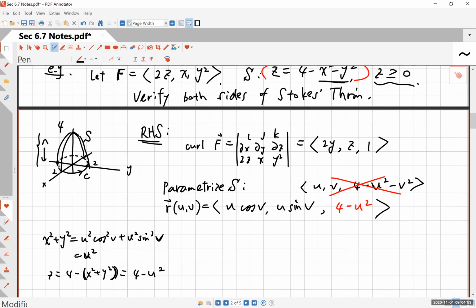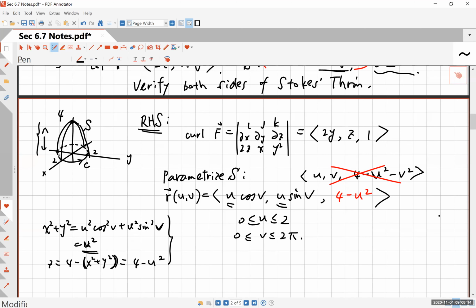All right, then we have this parameterization, and u goes from what? Well, look, u goes from 0, and it's a radius, right? It's the radius of this circle, and so 0 to 2. And then v, of course, goes from 0 to 2 pi.